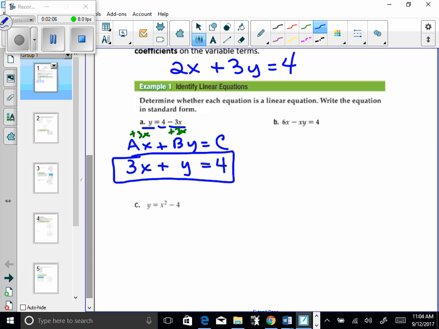Now on b, I would say that this one is not a linear equation because even though I have an x term, I have a term with both x and y in it. And you don't see that in standard form. So not linear. And then in C, again, I have a y term, but for my x term, it's x squared, and I don't have an x squared in the linear equation. So this one is not linear either.